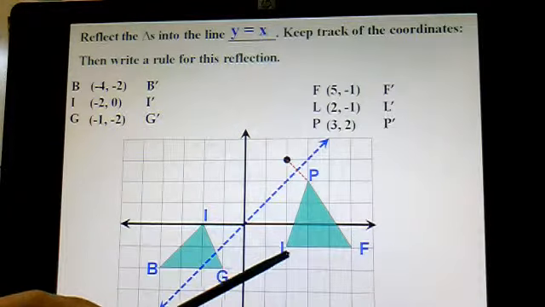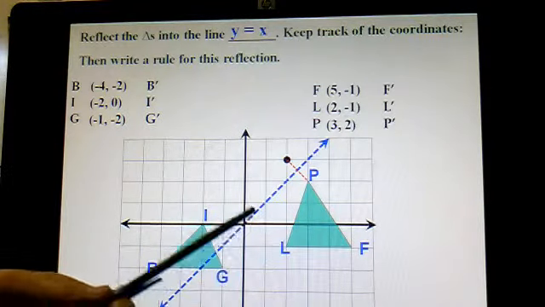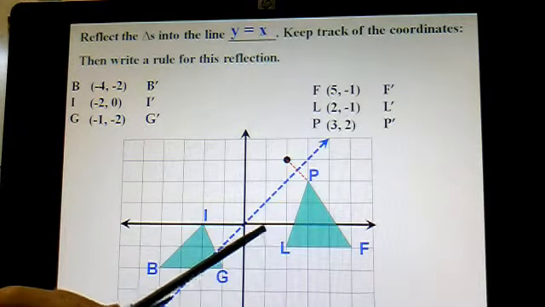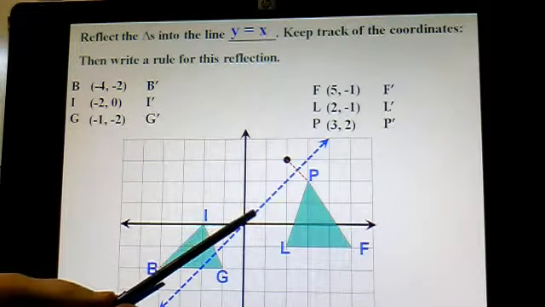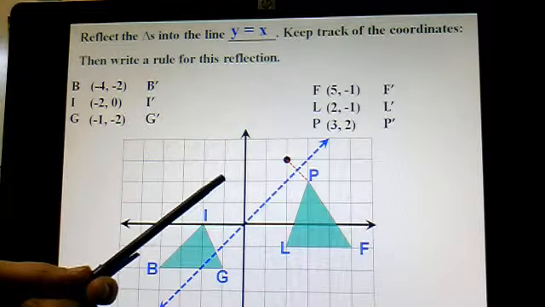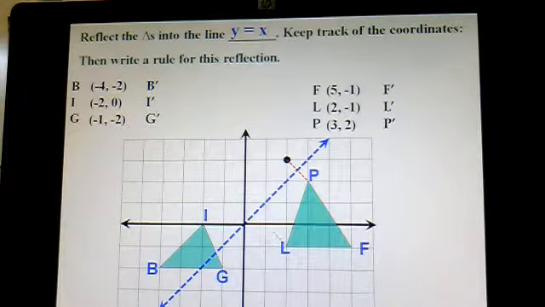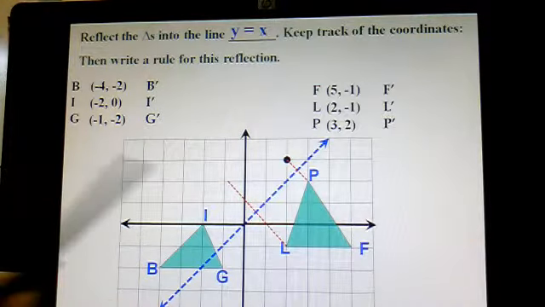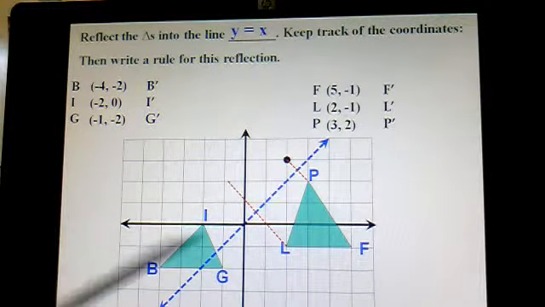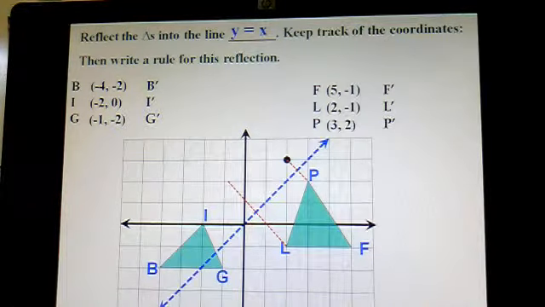So if you do it with L, how many diagonals away from the mirror is that? And all you're doing is counting. It's 1.5, which means you better go out 1.5. Or a half and 1, I should say. So L prime should be up here. Hopefully that makes sense. And again, that line is also perpendicular to the original mirror, and has a slope of -1 as I work across.